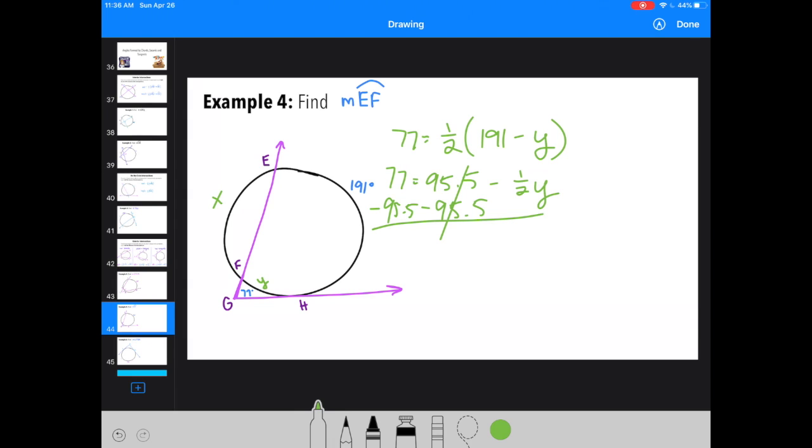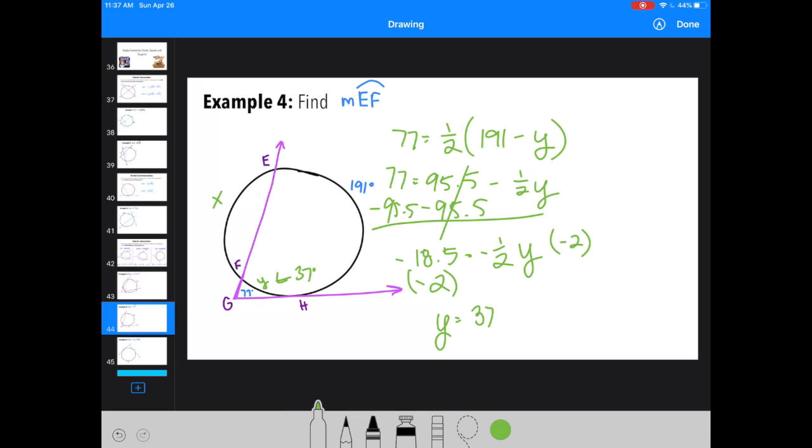So 77 minus 95.5 gives me negative 18.5. Don't freak out yet, because that 1/2 is negative, so when I divide by that negative, it will make it positive. So I'm going to multiply by -2 on both sides to get rid of that fraction. Negative 18.5 times -2 gives me my final measure of 37. So this arc right here, arc FH, is 37 degrees.